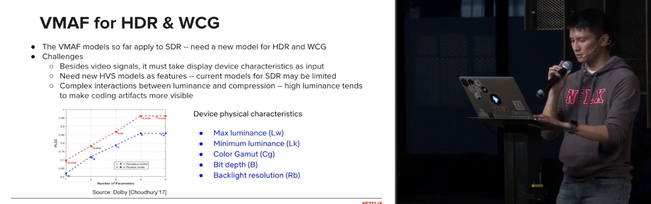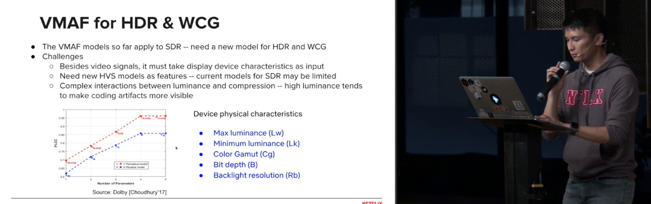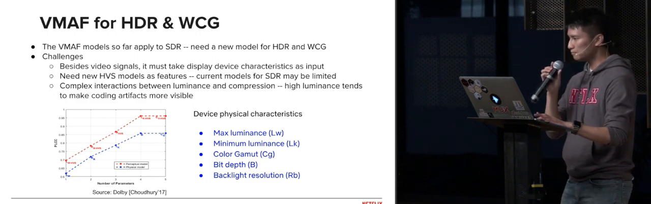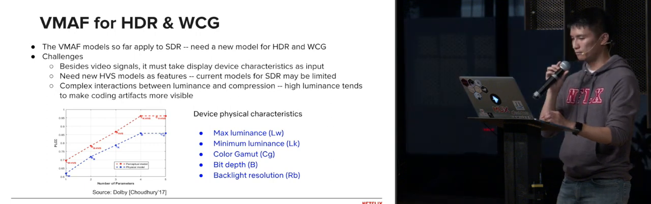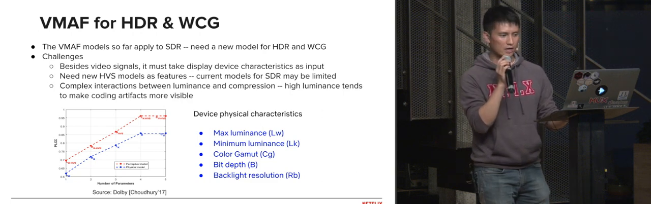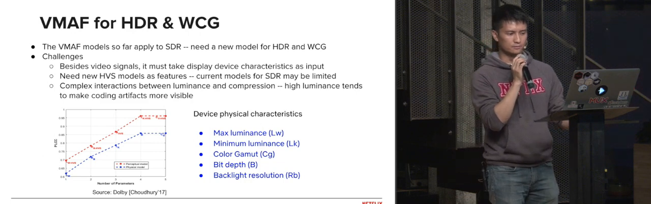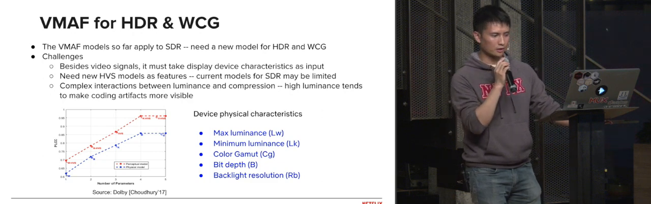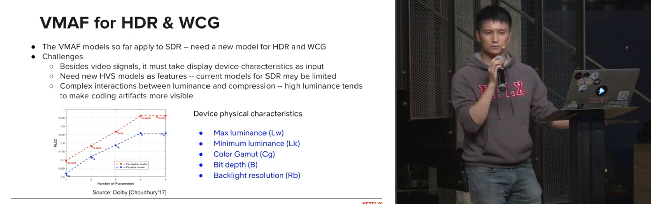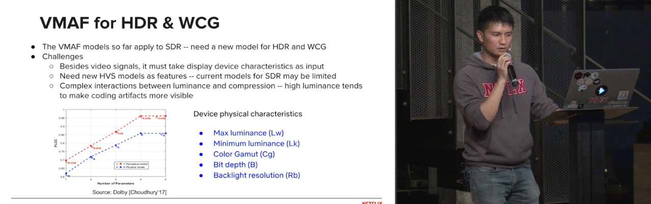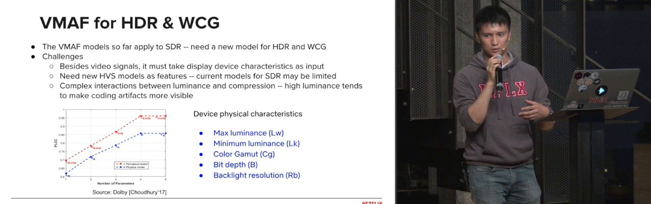I'm citing this plot from a Dolby study. Basically, they studied what factors would affect the prediction accuracy of the human subject on the display. Some of the most dominant factors include the maximum luminance and minimum luminance of the display, followed by the color gamma and bit depth. So in order to derive a more accurate model, we need to select which are the most important features we want to include, so that we can tweak the VMAF model to also take into account this input from the display device.